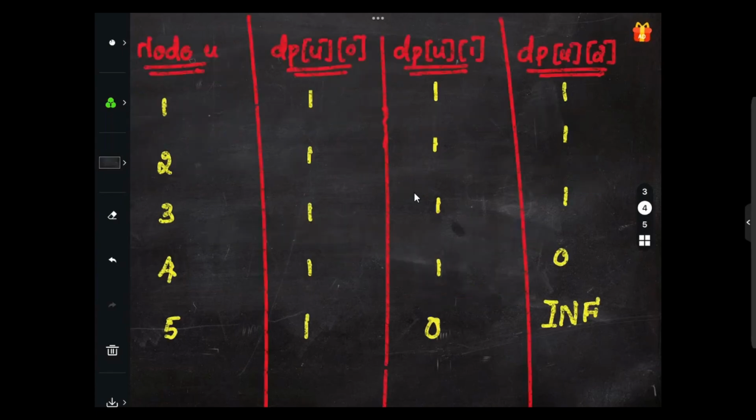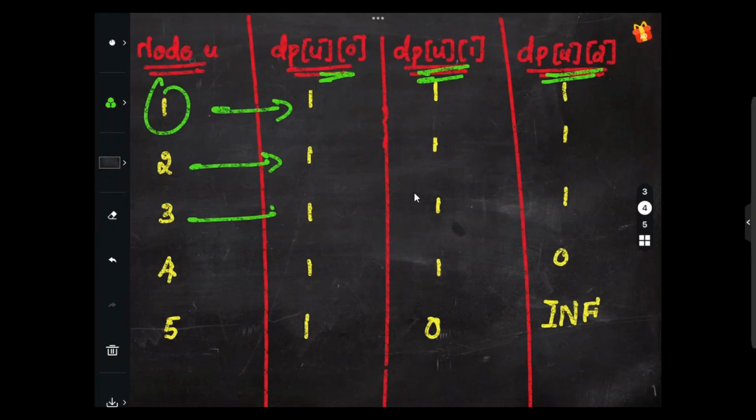This is fine. So now let's go with the node U. First, DP of U0, then DP of U1, and DP of U2. For node 1, DP of U0 will be 1. For 3 also it is 1, 4 also 1, and 5 also 1. That's the initialization part basically. Now DP of U1: same thing, but for 5 it is 0.